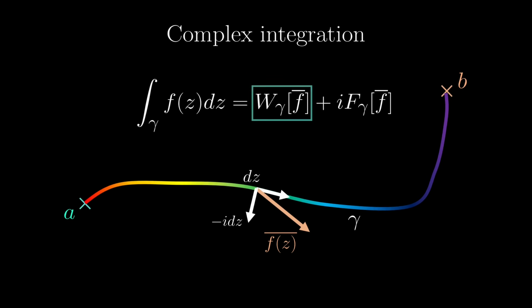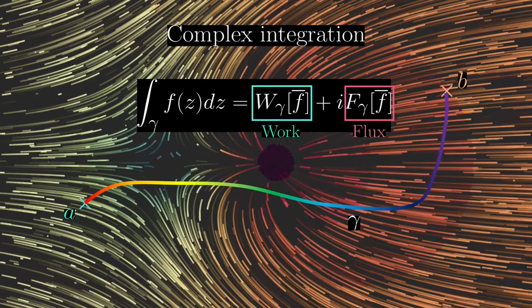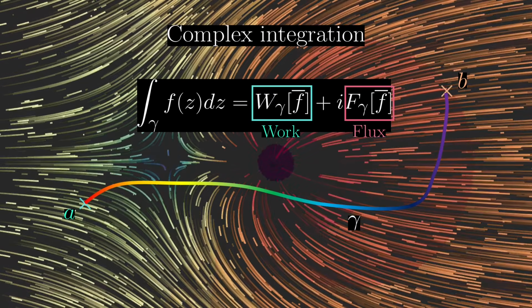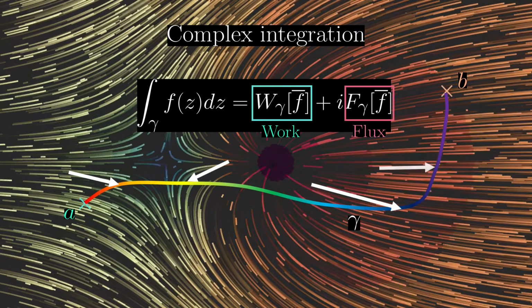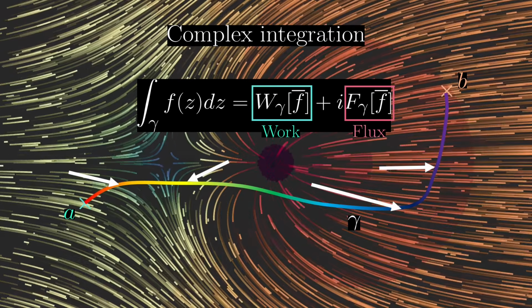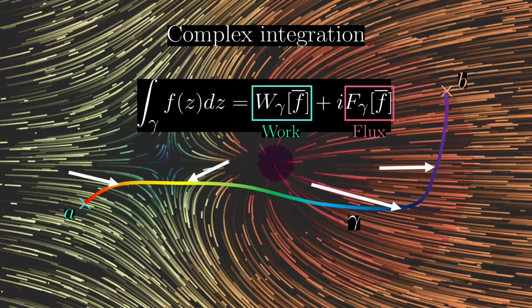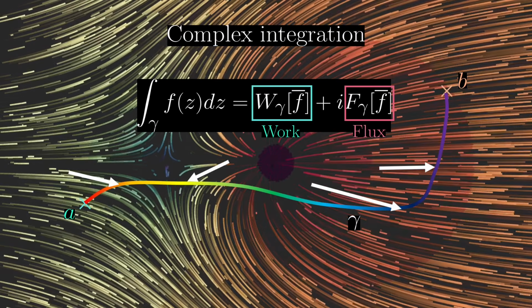The real part is the work done by the field F bar, and the imaginary part is the flux by the field F bar across gamma. This is an amazing result, because if we have the Pólya vector field, then work and flux are quite tangible things. For example here, the vector field goes across the contour gamma from left to right at basically every point, so without any calculation, we know that the imaginary part is quite positive.